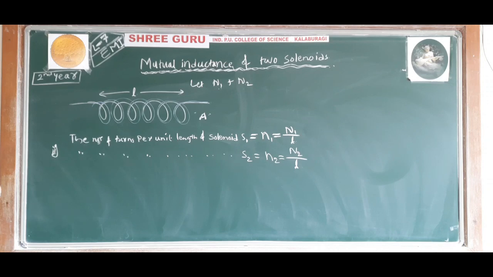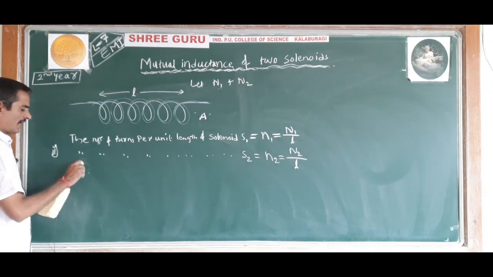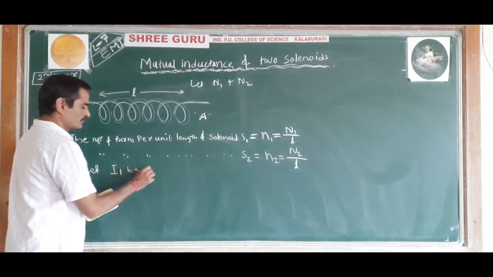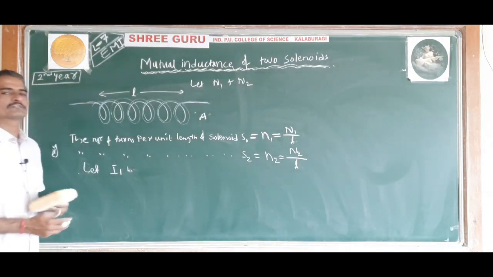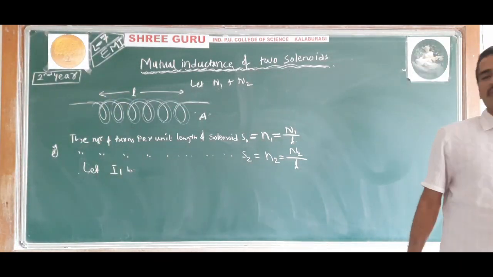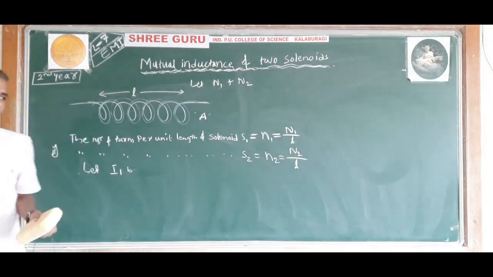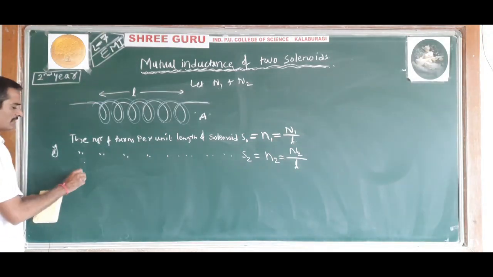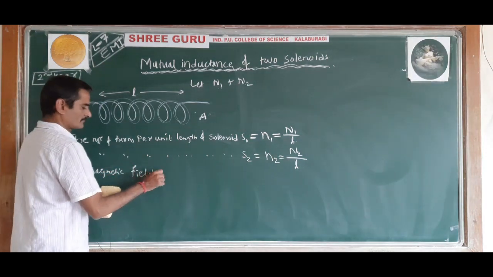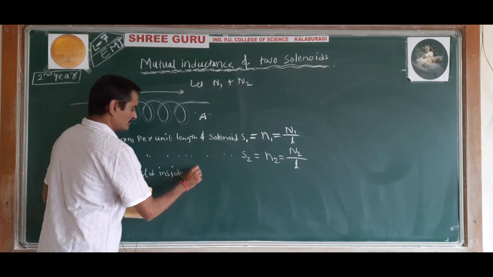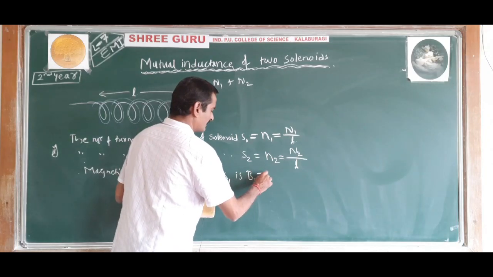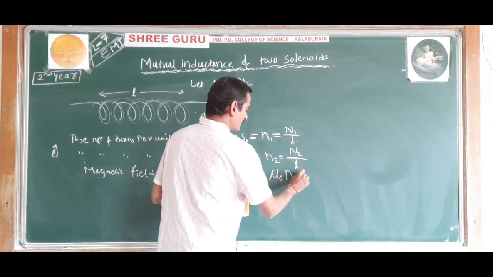Understood? So now let I1 be the current flowing through the solenoid S1. As a result, the magnetic field inside the solenoid S1 is B1, and that is equal to mu naught n1 into I1.